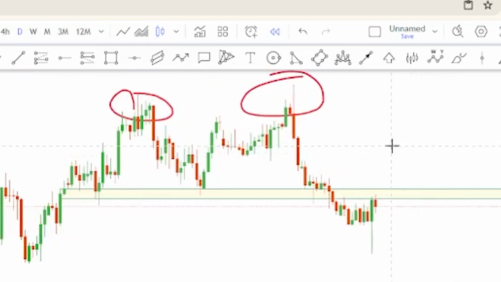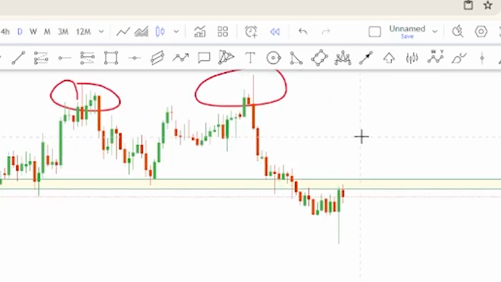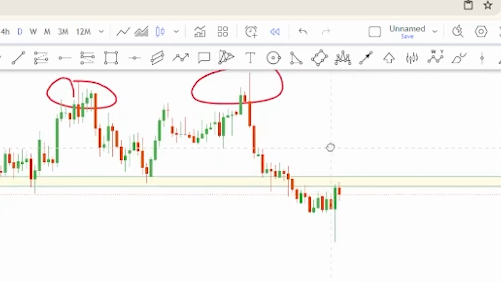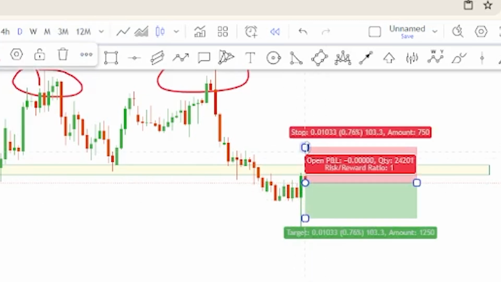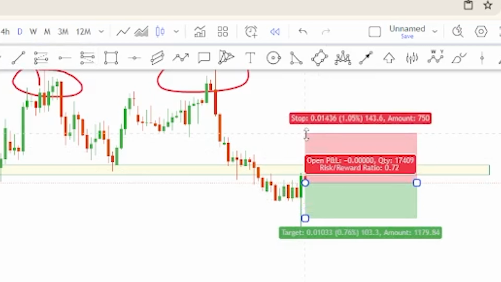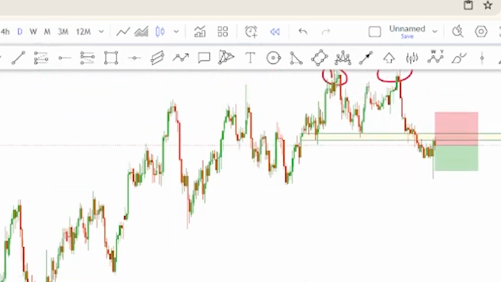So now we retested very well from our neckline, so that we got a bearish harami where we can take a sell from. Okay, we are going to take a sell from there by anticipating the market to go to the downtrend.